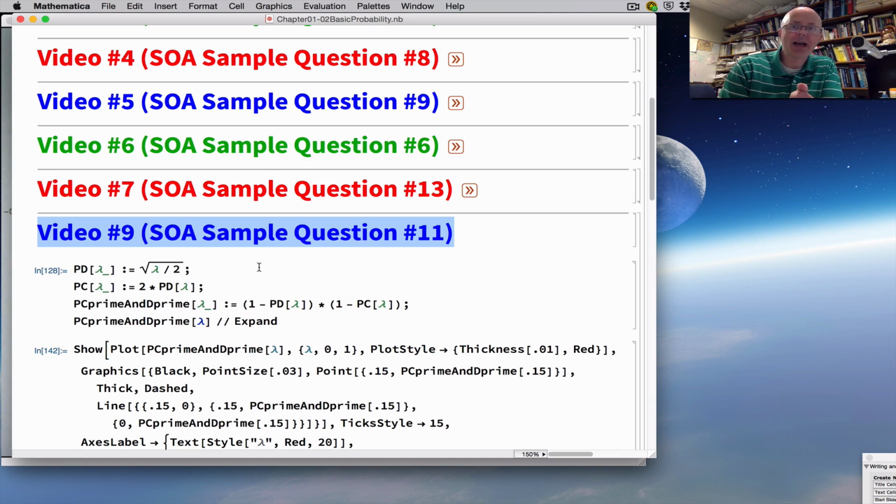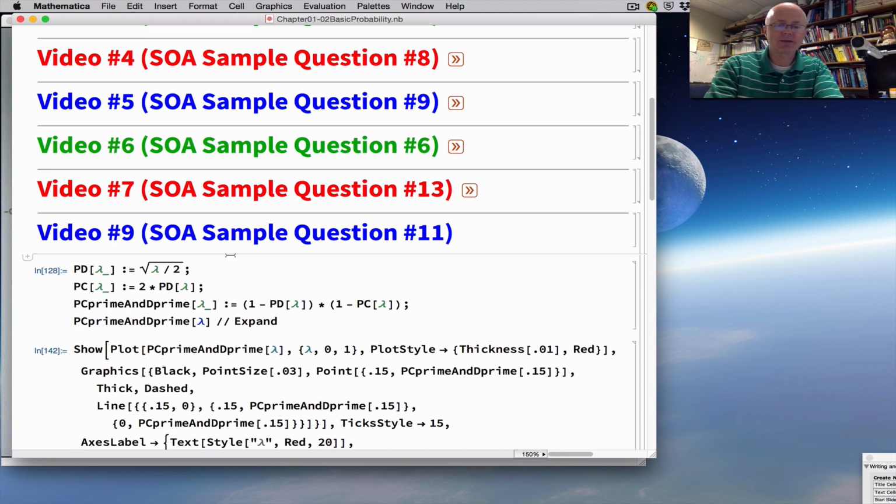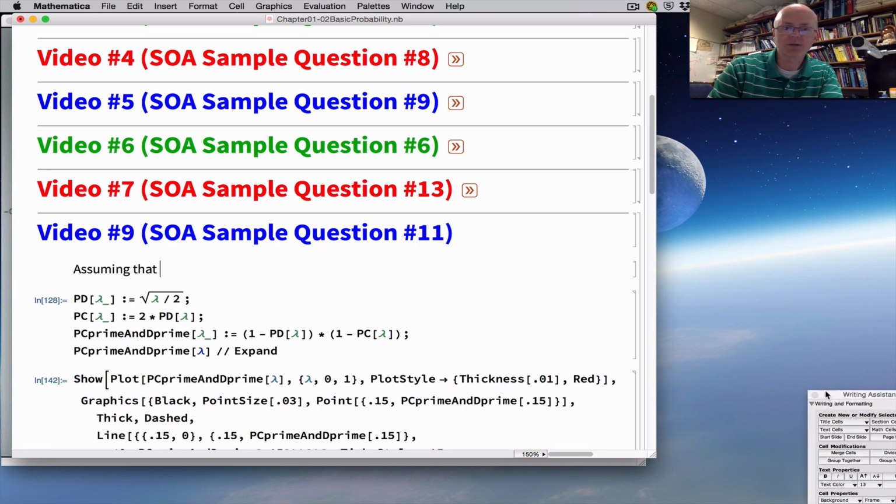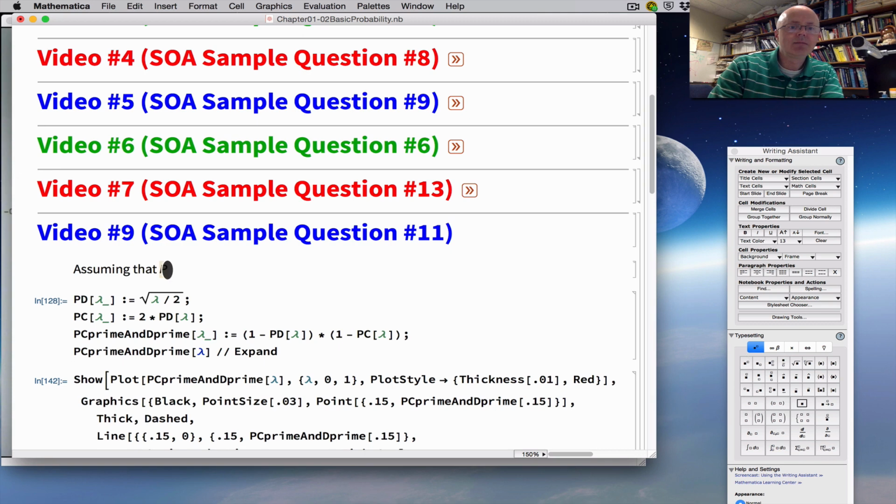We now have the fact that I'm assuming that lambda is the probability of C intersect D. Let me get my palette over here so I can make an equation more easily. P of C intersect D is lambda equals. Okay, that's the extra thing. That's what I'm using the Mathematica for here. And that ends up being, by the assumption that C and D are independent, the product of P of C and P of D.